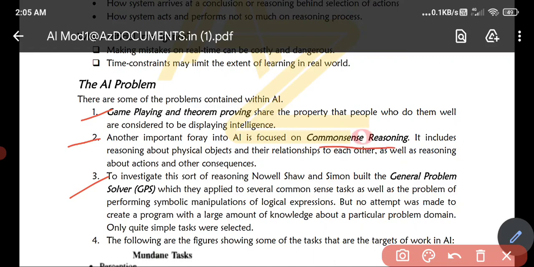And the next one is common sense reasoning. Here it does not have any kind of common sense. That is, when we have to define a relationship between objects and a human being or any other physical object, it will be difficult for the AI to find out the relation between them. Say for example, I have one wooden table and I have one tree. In order to define a relationship between these two objects, it is difficult for AI to define that relationship. And the next one is general problem solver. Several common sense tasks will be difficult for the computer. So that is what is discussed in the AI problem. The first one is game playing and theorem proving will be difficult, the next one is common sense reasoning, and the third one is general problem solver. So that is the AI problem.